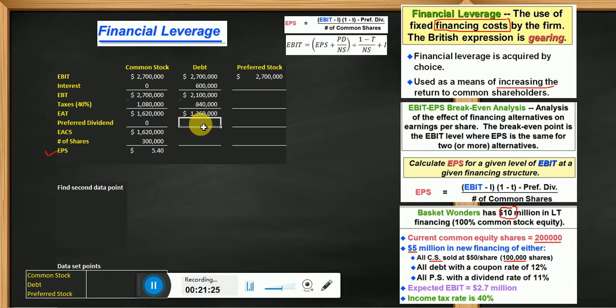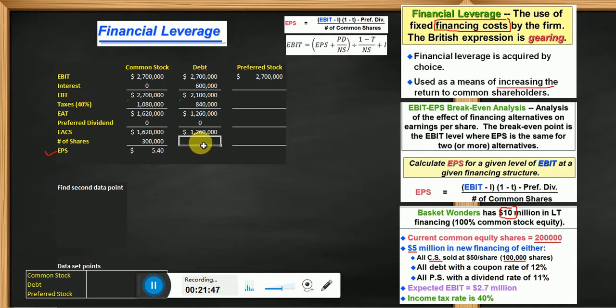Now we have to subtract the preferred dividend again, and for the debt we are not giving any dividend, so it is 0. Earning available to common stockholders, that is how much? Again $1,260,000. That is remaining to whom? To the shareholders.